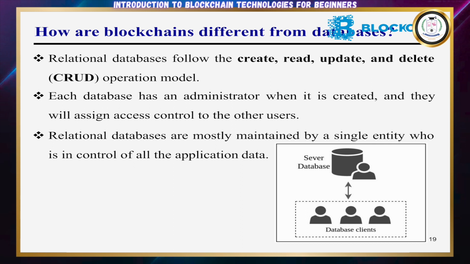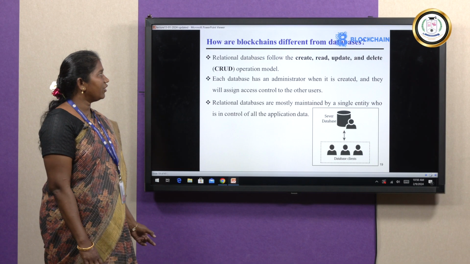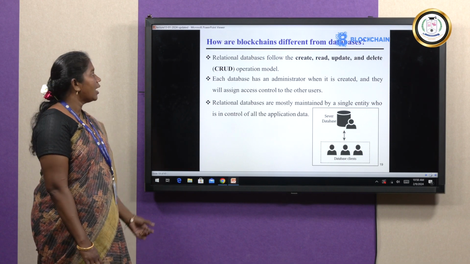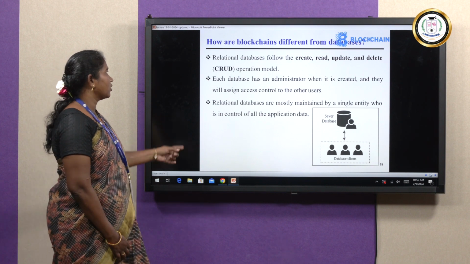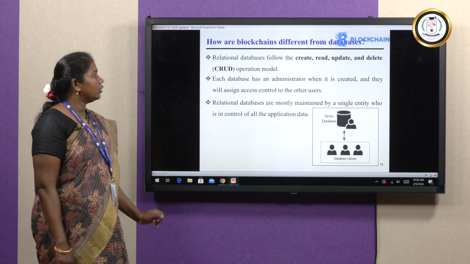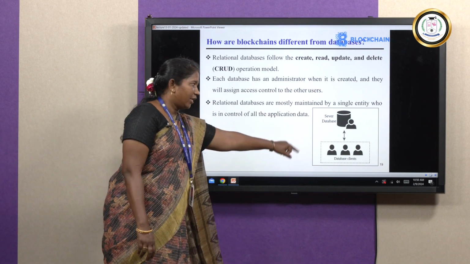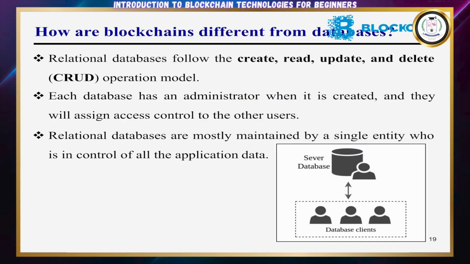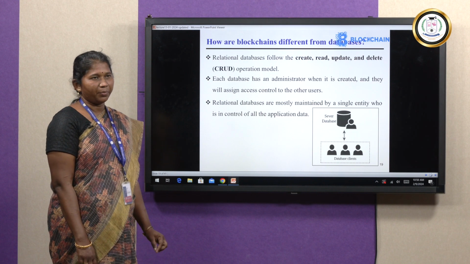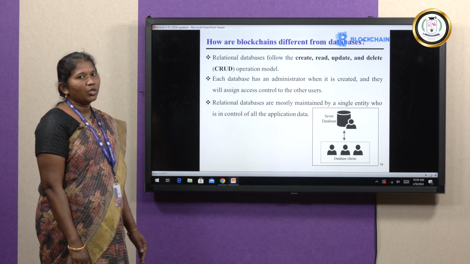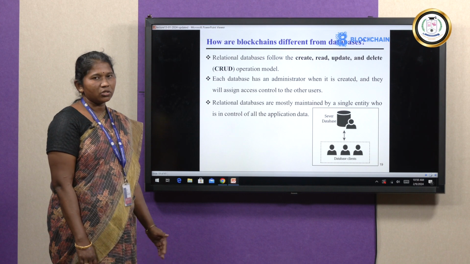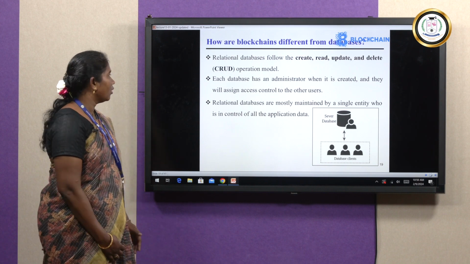And next, how does this blockchain differ from the database? So, in the normal database, it is a centralized network. Here we can create, read, update and delete operations, so it is shortly represented as the CRUD operation model. In this model, we have the server database and database clients. Everyone can be connected here, and in this normal database, only the administrator is the person responsible to manage the server. The remaining people, based on their privileges only, can use their options.